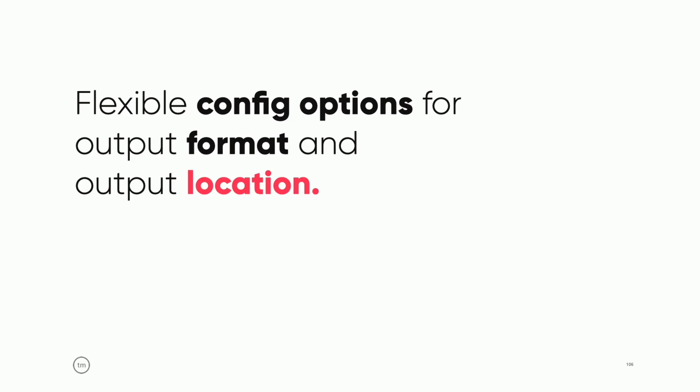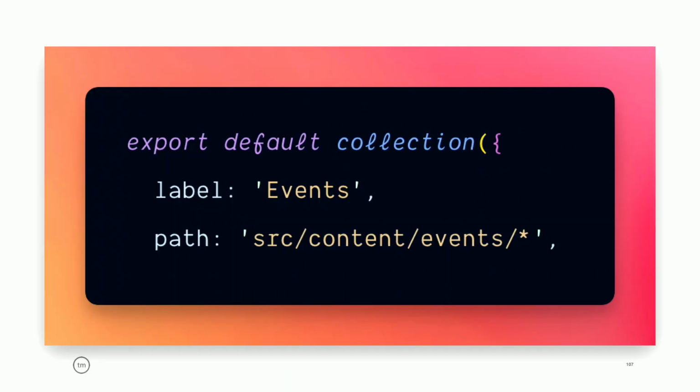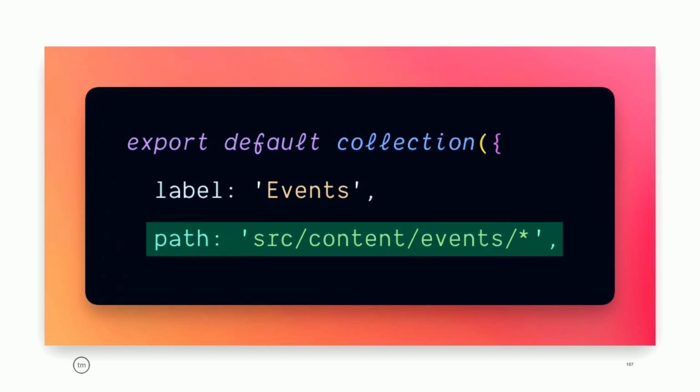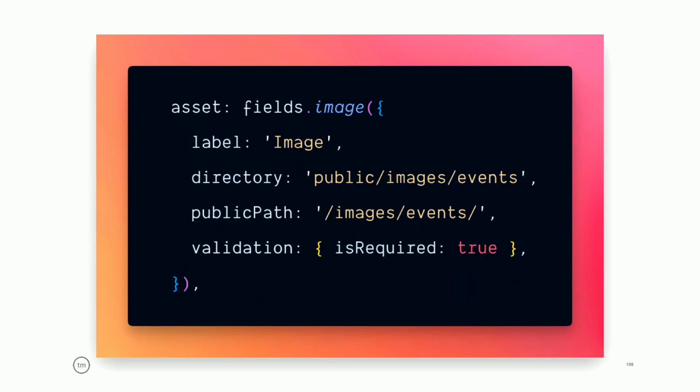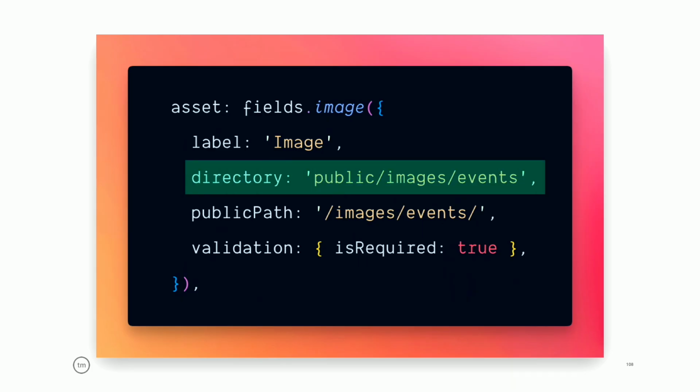Yes, flexible config option in terms of output, where you put files, how you name them, etc., makes it super flexible. So we've seen that already, when you create a collection, you can say in the path where you want it to go, please go to content, events, and then that little star, which is the slug. If you use images, you can decide in what directory they will go, regardless of where you put the collection.